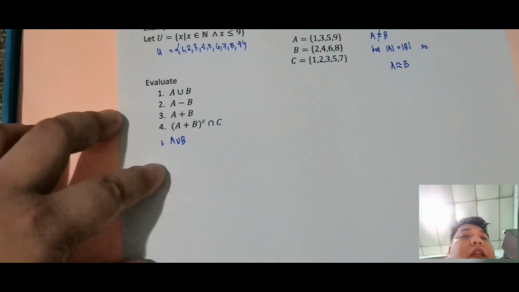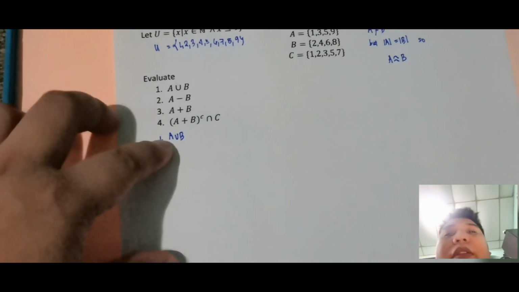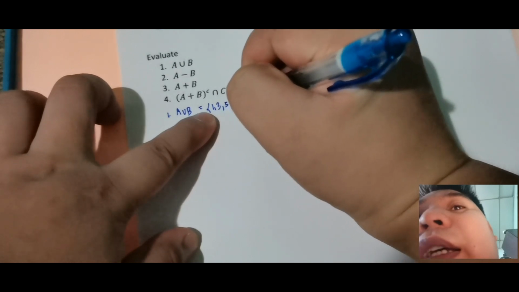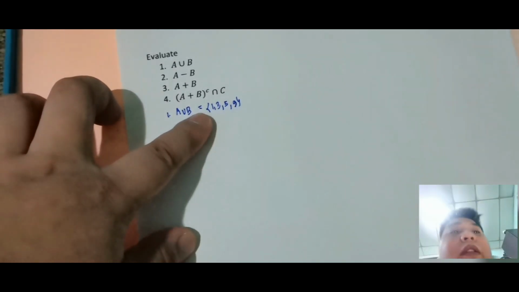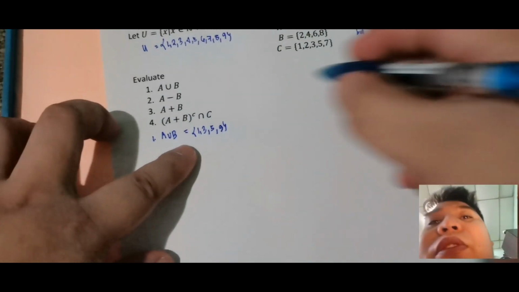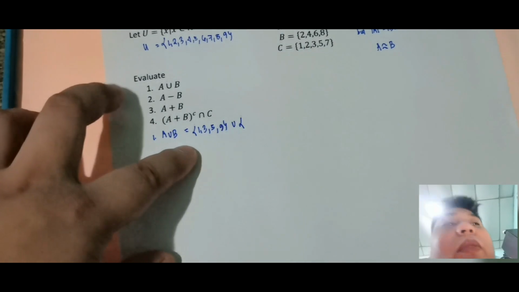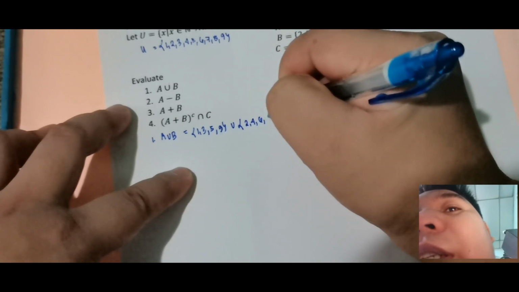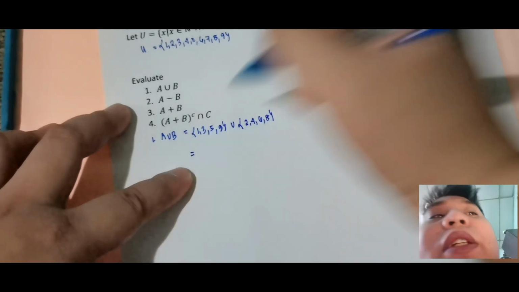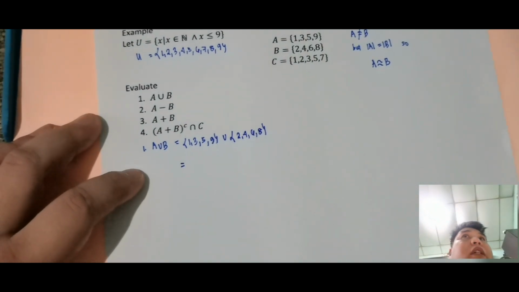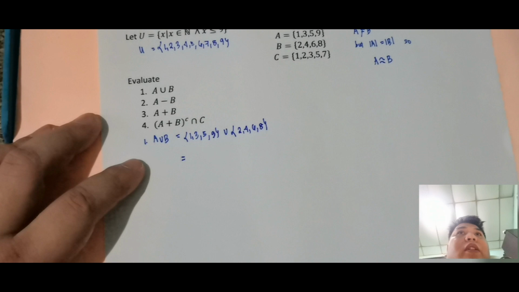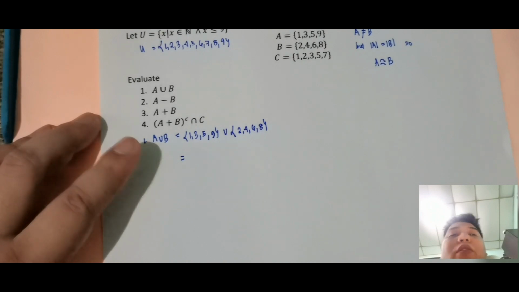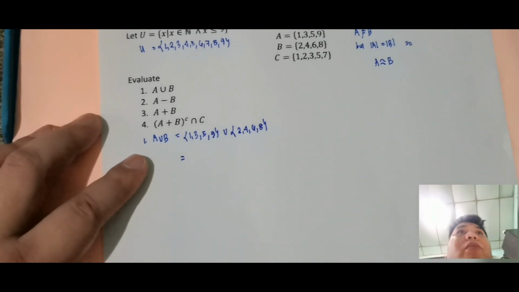Una kong gagawin, rewrite mo muna lahat ng mga given. So, A is the set containing 1, 3, 5, and 9. Next, union. The set containing B is 2, 4, 6, 8. Ang idea ni union, pagsasamahin ko lang yung element ng A at element ng B. Kung hindi ka pa masyadong gamay, i-copy mo muna lahat ng element ng A, then follow up by element ng B, then hanapin mo kung magkapareho.